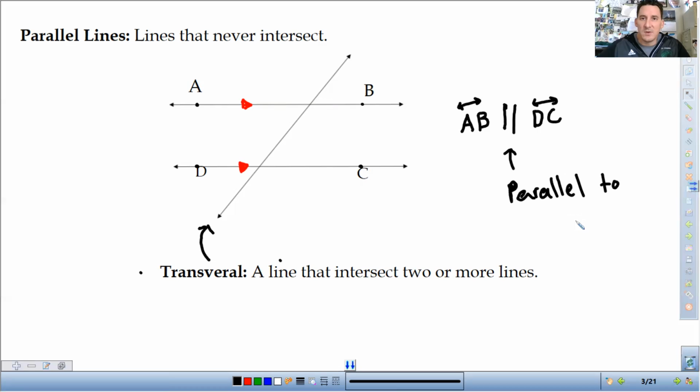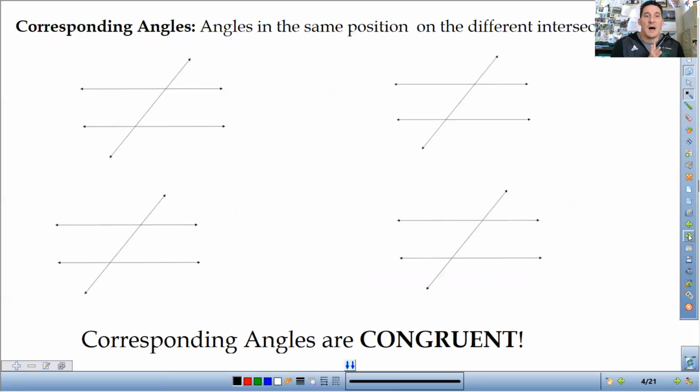I don't really expect you to remember the different names. The important part is if you're looking at a diagram of two parallel lines cut by a transversal, you can identify which angles are congruent and which angles are supplementary. So let's get to some of this.